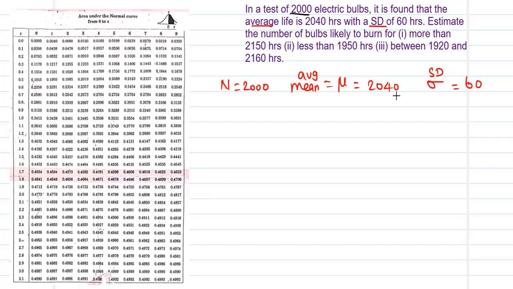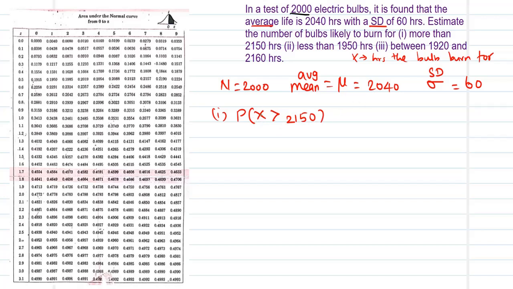So for this given data, we will try to estimate the value. We have to find the number of bulbs likely to burn. Let x be the number of hours that the bulb burns for. The first subdivision asks you to find the probability that the bulb is going to glow for more than 2150 hours. So the probability that x is greater than 2150 hours.